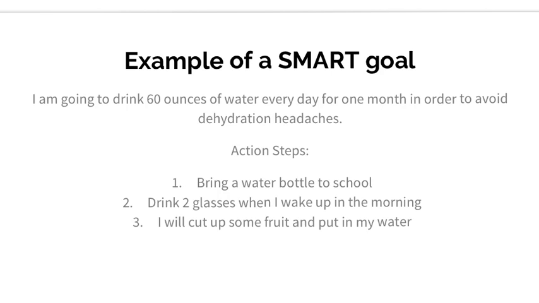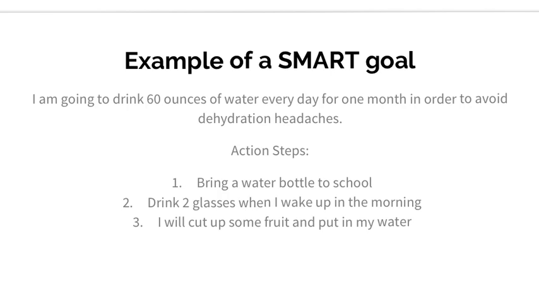Here you can see my example of a SMART goal is I'm going to drink 60 ounces of water every day for 1 month in order to avoid dehydration headaches. Okay, great. How do I plan on drinking water? Especially if it's something that I don't enjoy. So, number one, you need to bring a water bottle to school, so that allows you an opportunity to drink water throughout the day. Number two, obviously, when you wake up in the morning, I'm sure many of you are very thirsty. You may wake up with that cotton mouth. So, the first thing that you're going to do when you get up in the morning is you're going to drink 2 glasses of water.